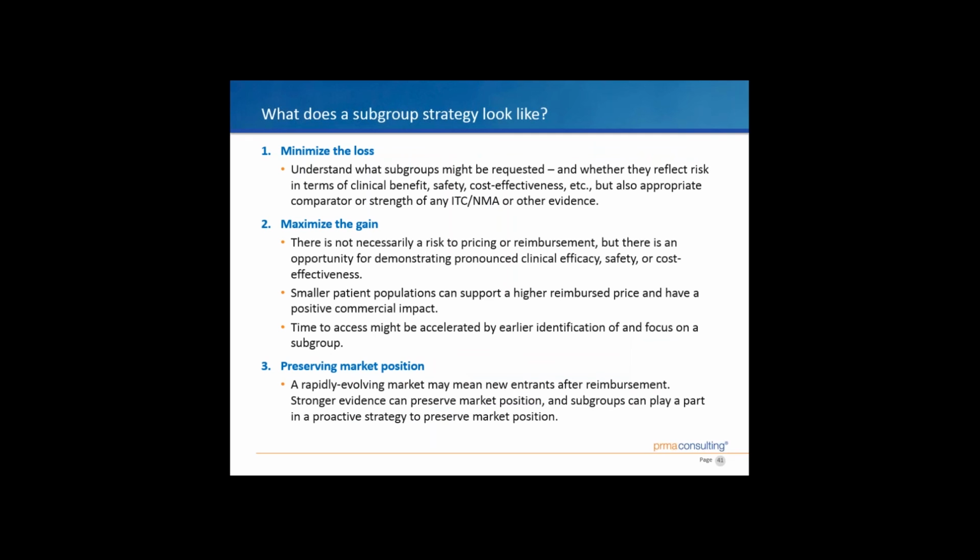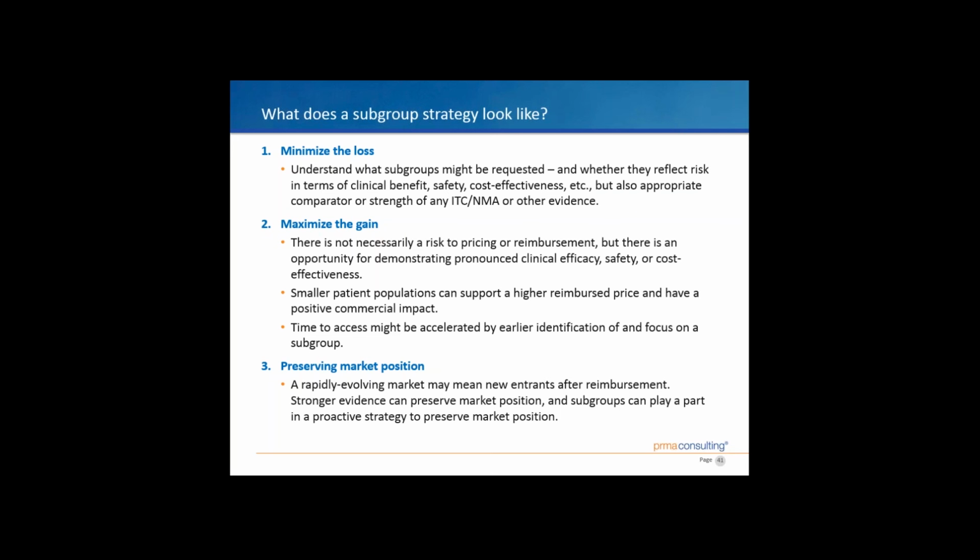And the final point that I want to make related to this is preserving market position. And this is something that's becoming more relevant in relatively rapidly evolving markets in particular, but also in markets where we see agencies looking more towards group reassessment. This is a key issue. And the principle behind this is that in a rapidly evolving market, you will see subgroups arise where existing evidence is weak, where unmet need remains. And I have an example of this in a moment.